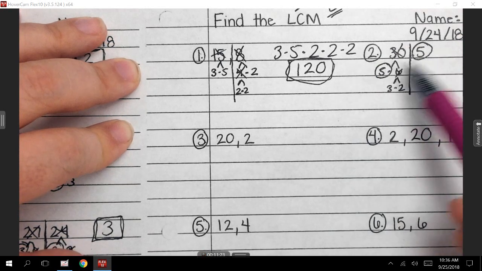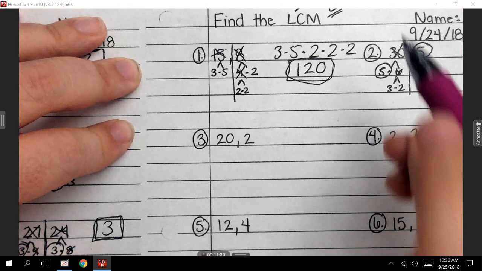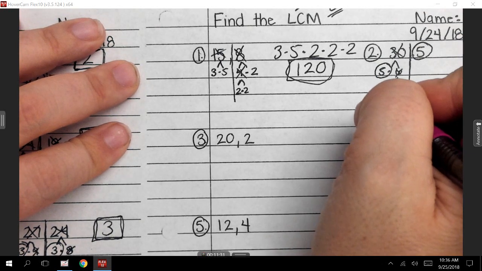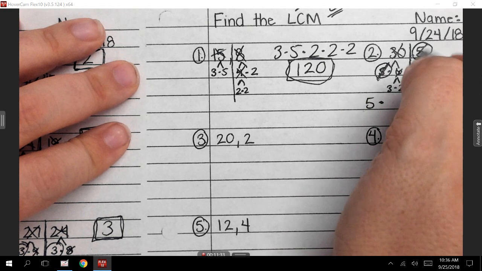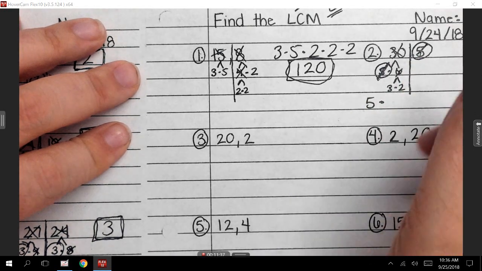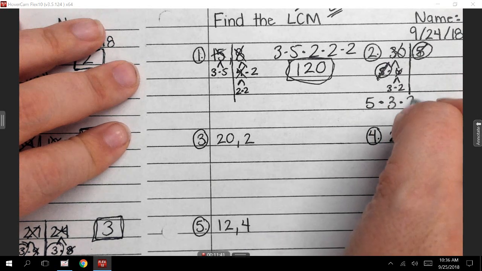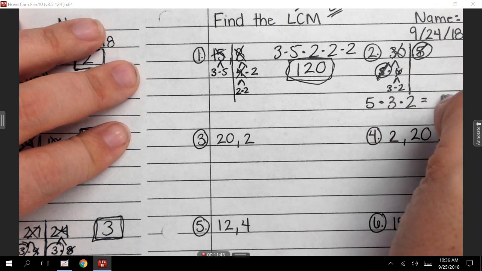So right here, what do they have in common? 5. Guys, since they both have a 5, I can only use that 5 once. So they both have a 5, so I'm going to do 5 times. All right, this time it is LCM, so what's left? Maribel? Yeah, Maribel? 3 and 2. And when I multiply those out, we should get 30.